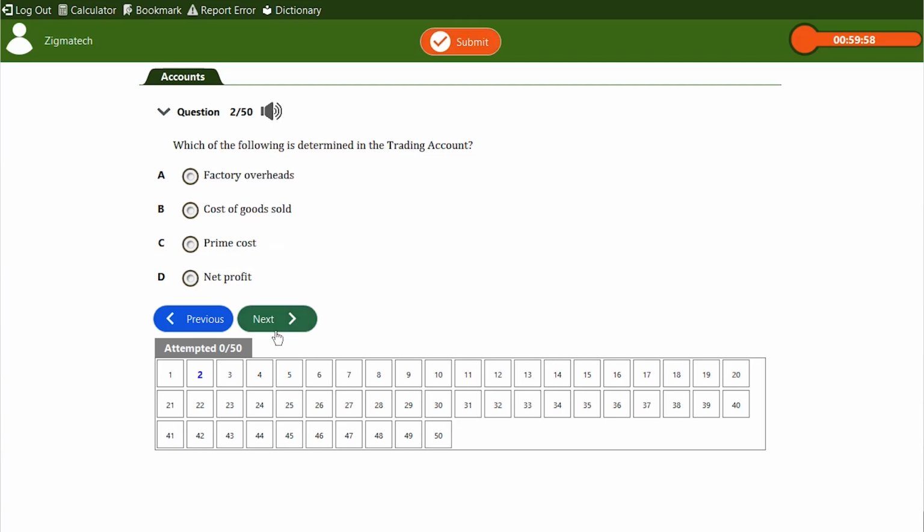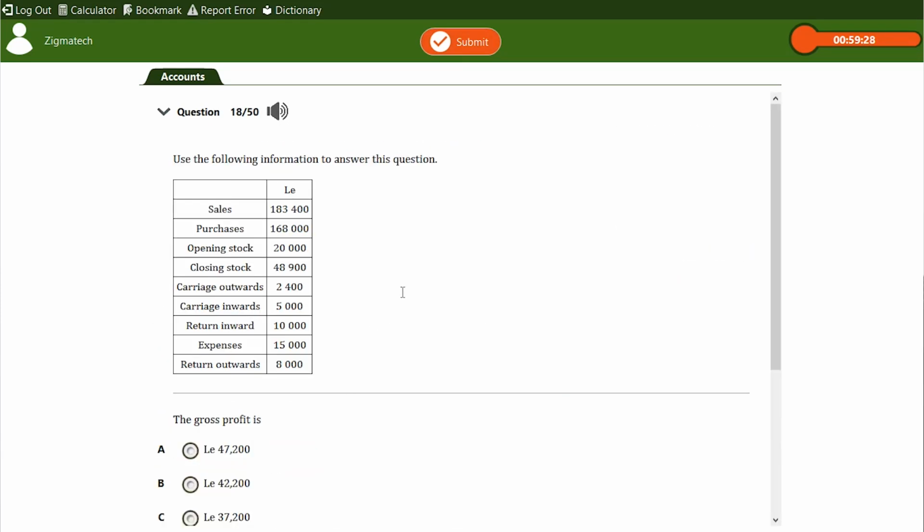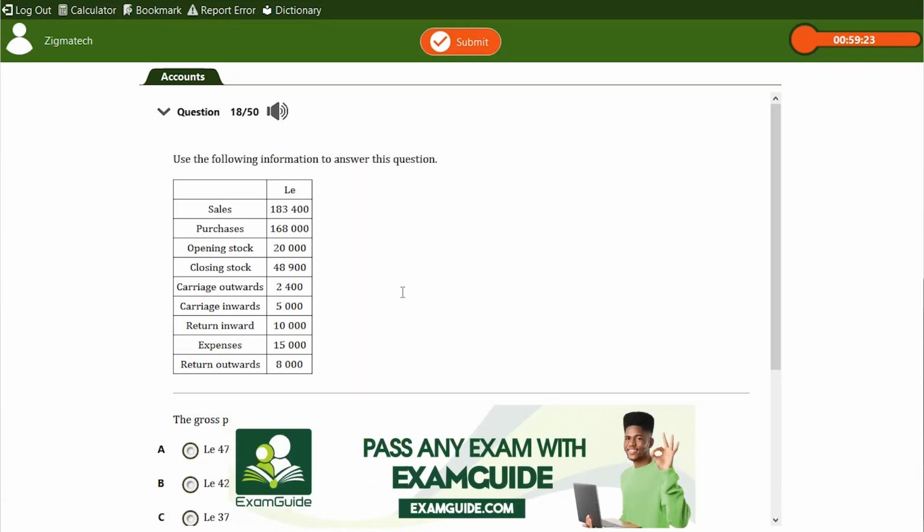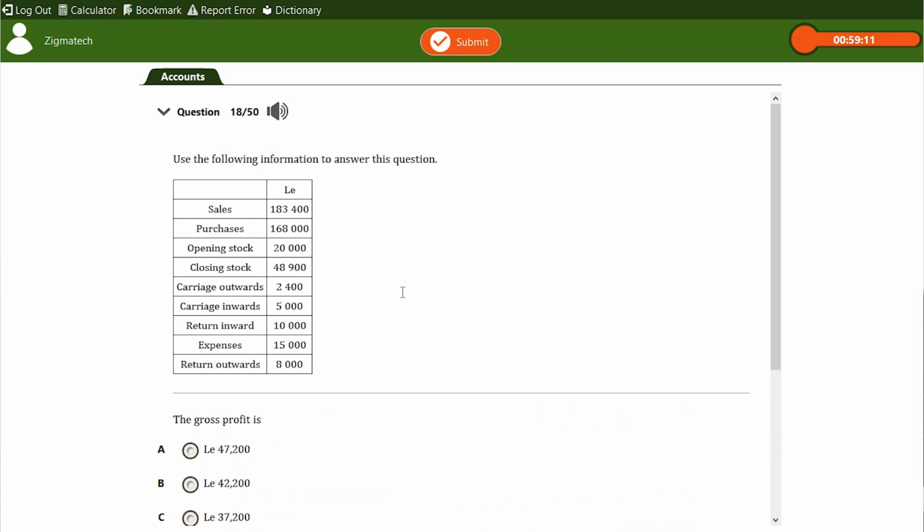All right, let's look at what we have here. They say use the following information to answer this question. We have sales, 183,400. We have purchases, 168,000. We have opening stock, 20,000. We have closing stock, 48,900. Carriage out was 2,400. Carriage in was 5,000. Return in was 10,000. Expenses 15,000, and return out was 8,000.